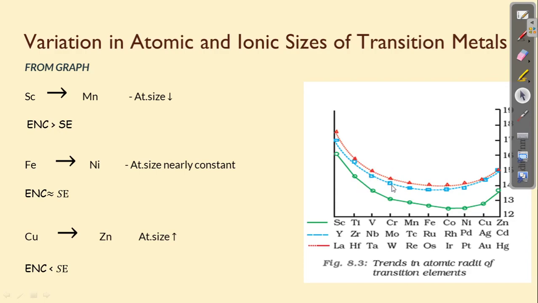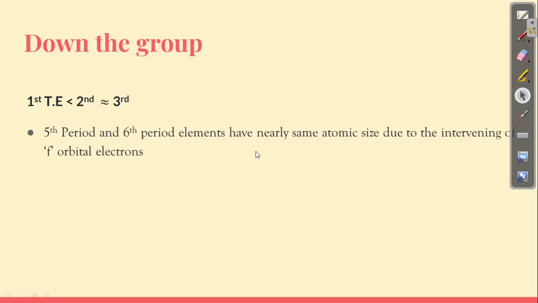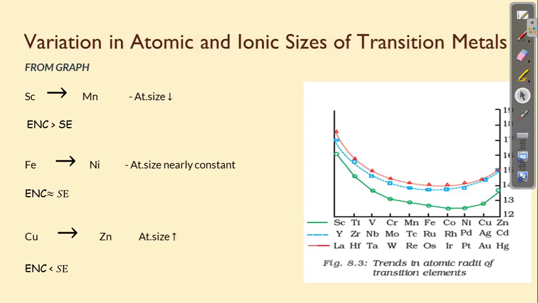But when we see the second and the third transition series, it is irregularly shown that both have almost the same atomic radii. Why? What is the reason? This is because of the intervention of the f orbital electrons. So since f orbitals are there, from lanthanum to hafnium there are f orbital elements, which is 14 elements.